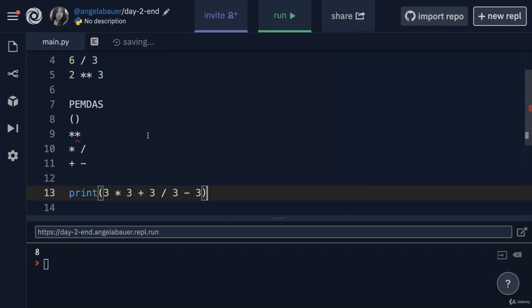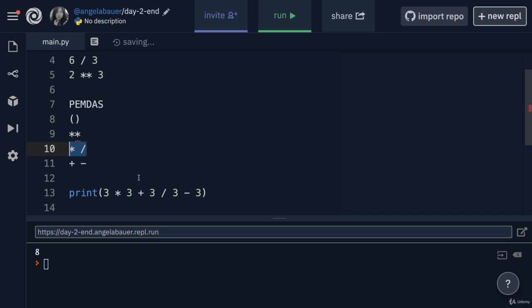Using our rule PEMDAS, we can see the first thing that happens is what's in the parentheses, so that doesn't matter. The next thing are exponents. We don't actually have an exponent here. We don't have 2 to the power of 3 or something to the power of anything, so we can ignore that as well. So the next level is the multiplication and division.